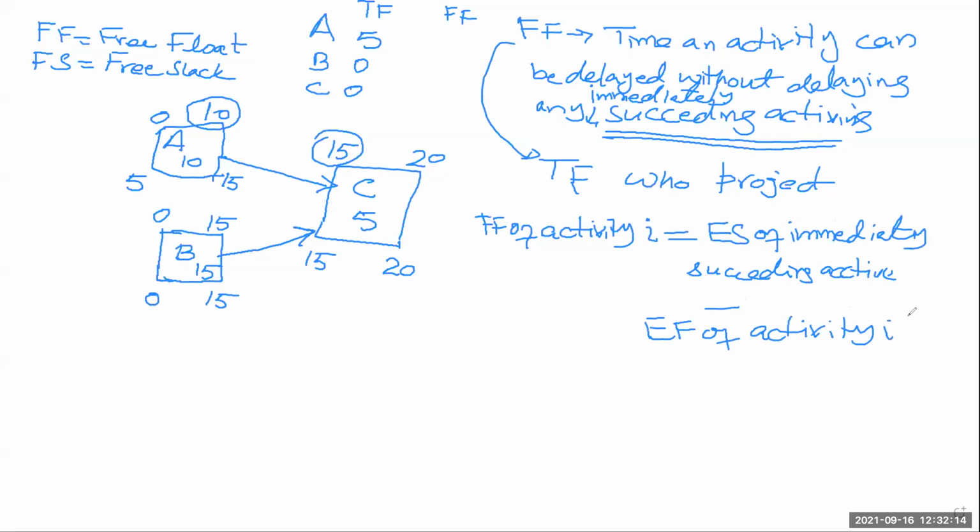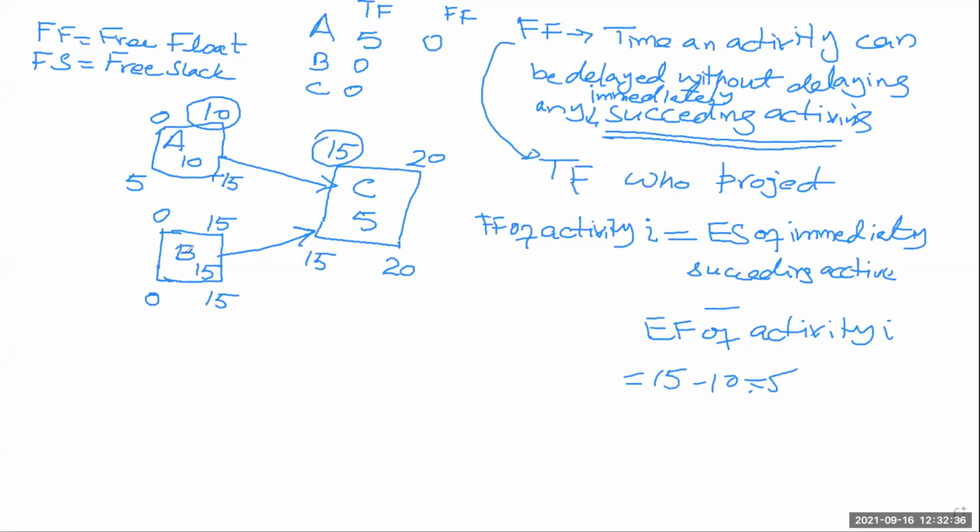So free float of activity I, where I in this case is A, is the early start time of the immediately succeeding activity minus the early finish time. So 15 minus 10, that means in this case it is equal to 5. So it will be 5.